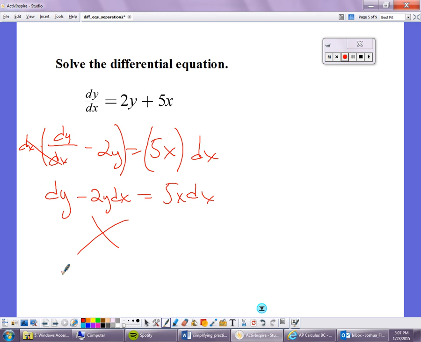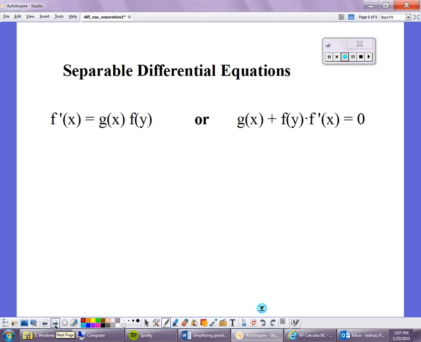And the reason this isn't going to work is because the separation of variables technique only works on separable equations. And what is a separable differential equation? Well, in effect, it's something that looks like this, or at least could be written like this: the derivative f prime of x is equal to some function of x times a function f of y. Another way to think of it is g of x plus f of y times f prime of x equals 0. That those are equivalent, I'll leave to you to figure out.